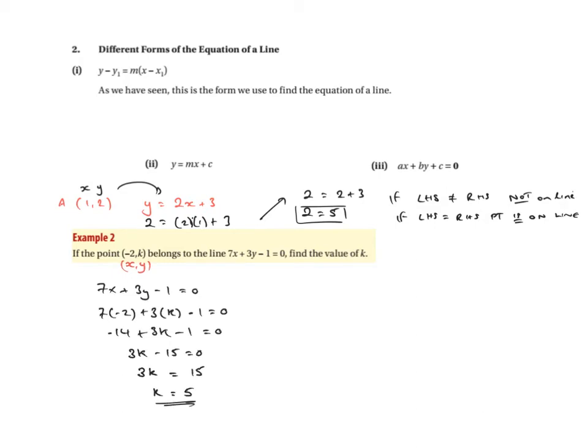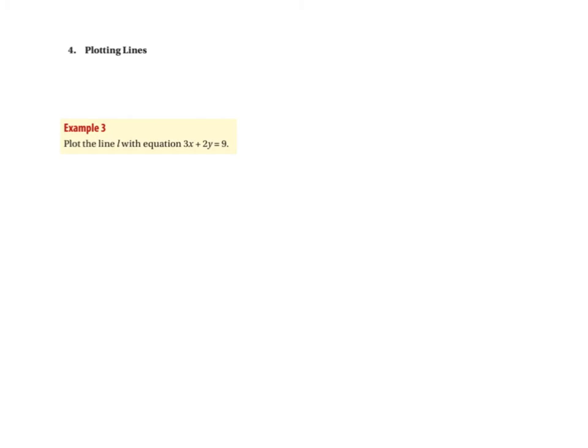Okay, so the next thing we could be asked to do is to plot a line. How do we do that? Well, if you think about it, this isn't that difficult. Again, we've done it in Junior Cert. To plot a line, we need 2 coordinates. Not a bother. We're going to do this with example 3.